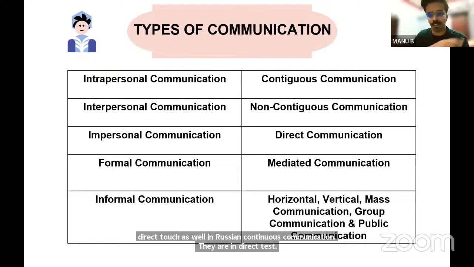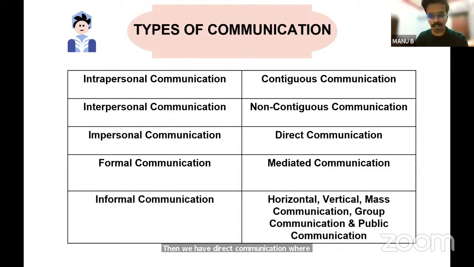Then we have direct communication, where there is no medium present between the sender and receiver, like when we are taking a casual interview. Mediated communication means there's a medium present, like a telephone or a radio, which is in between the sender and receiver. And based on the direction of the flow of the message, we have horizontal communication, where people of the same rank communicate with one another. And we have vertical communication, or upward and downward communication, where messages flow from lower strata to higher strata or vice versa.